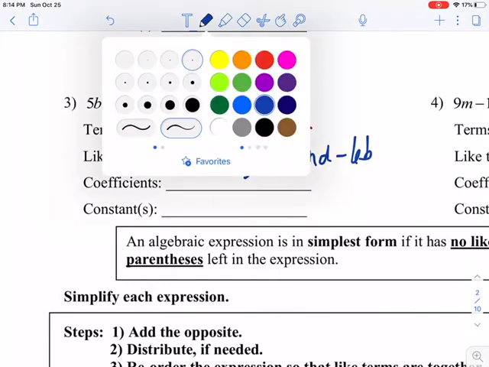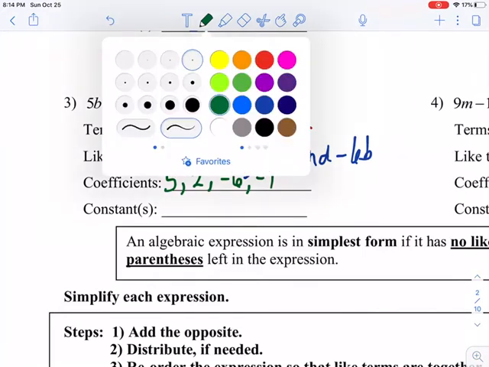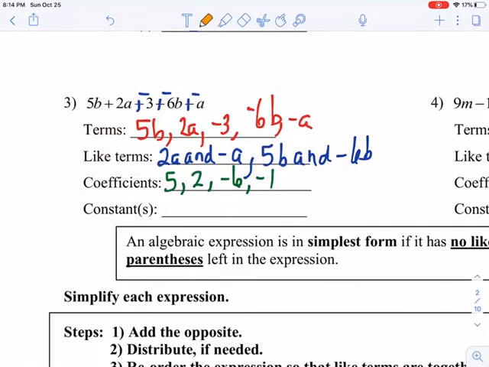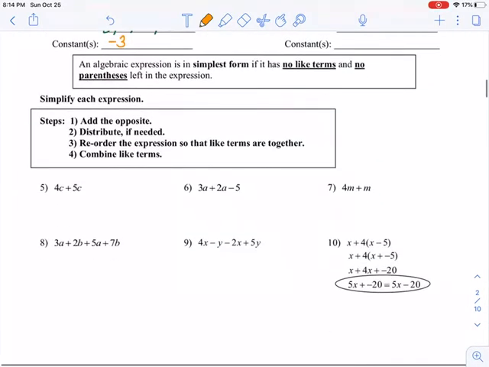Your coefficients, the numbers attached to the variables, you have a 5, a 2, a -6. And that a has a 1 in front of it. It's just not shown, so that would be a -1. And then your constants, the numbers that are by themselves, and in this one we only have 1, which is a -3. All right, so let's go down and try to simplify some of them.